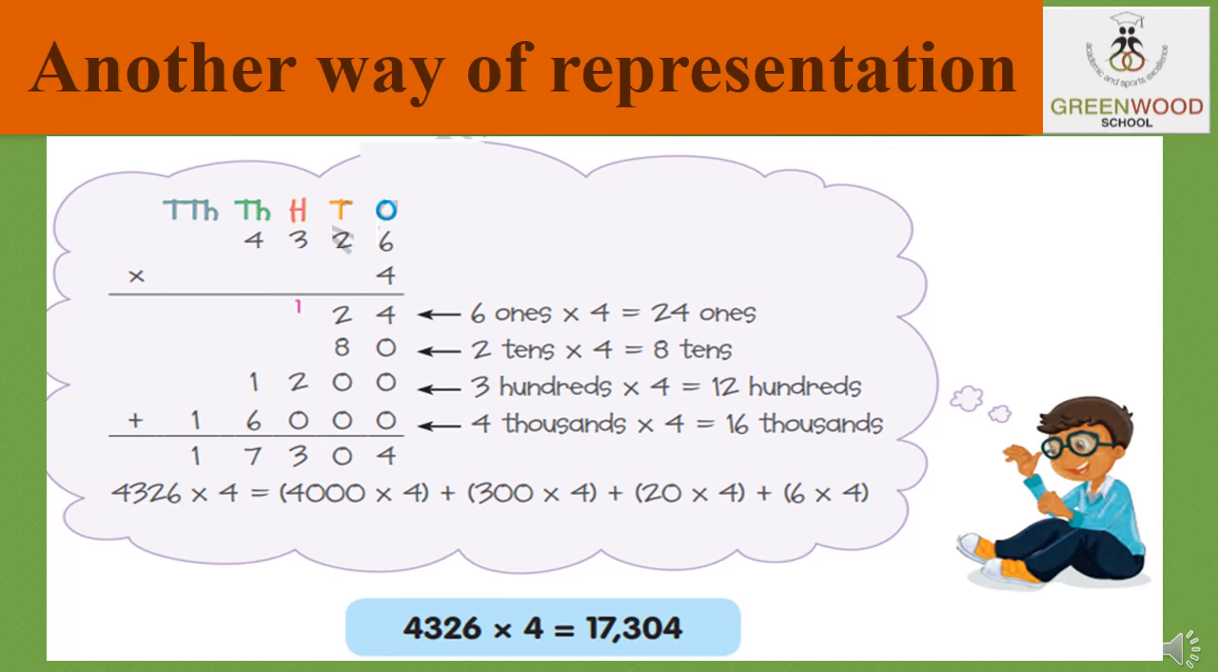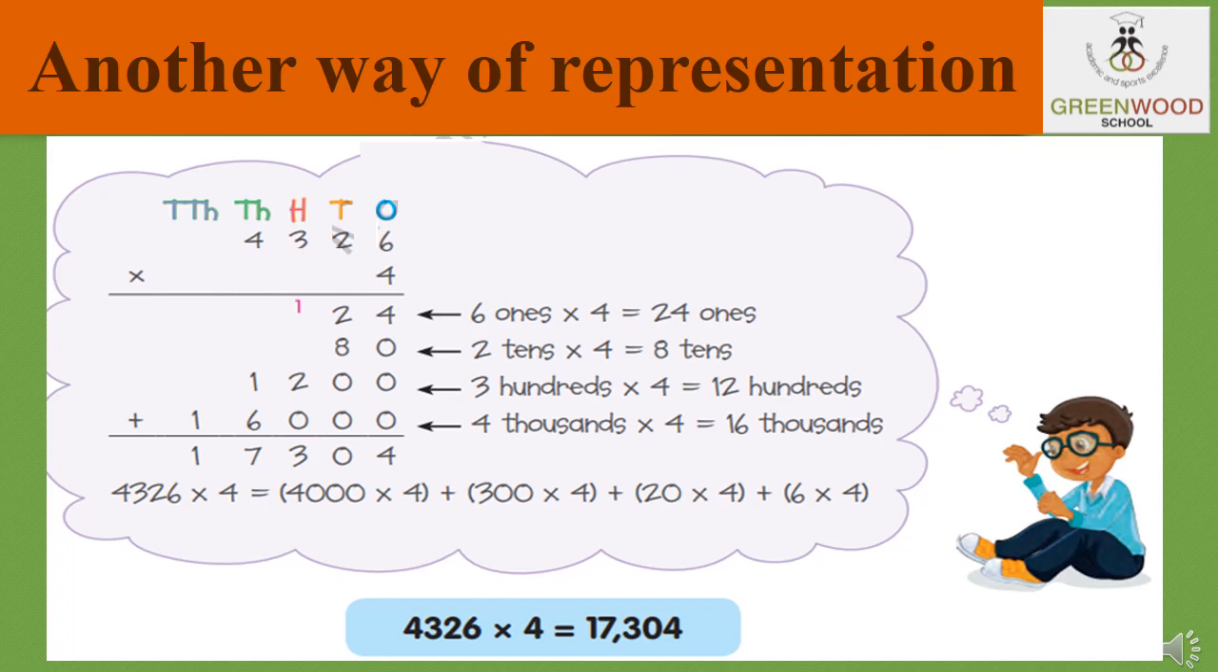4326 into 4. First 4 will get multiplied with 6. 4 6s are 24. We just write it as it is. Now we go to the next line to multiply 4 with tens. So before that we'll add one 0 below 4. Now we'll simply multiply, 4 2s are 8. Now we'll go again to the next line and we'll add 2 zeros. Now we'll multiply 4 with 3 and write 12.